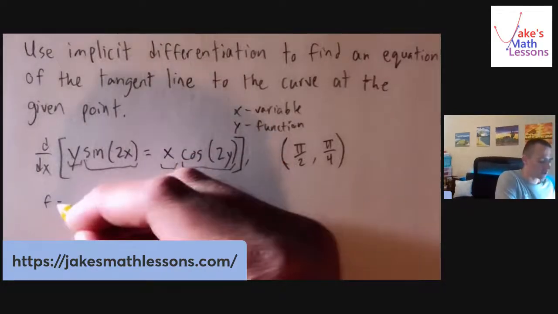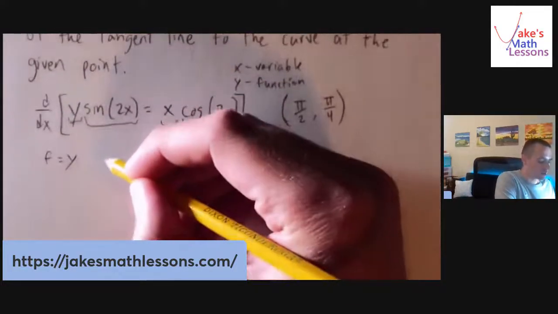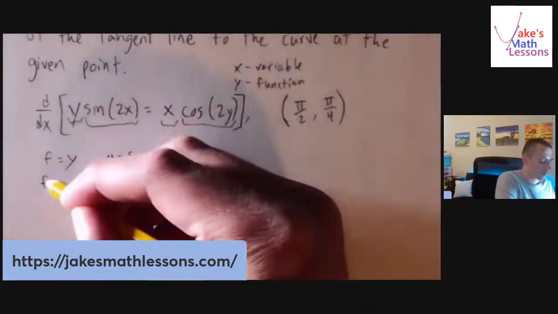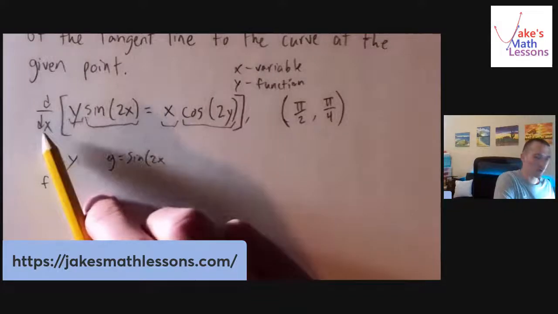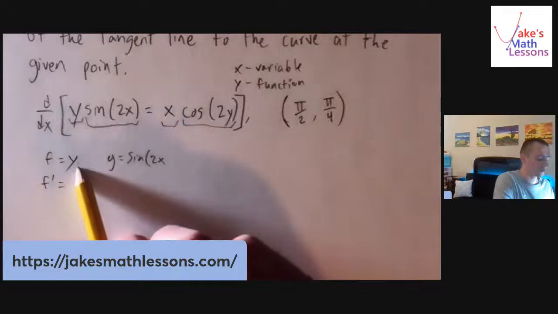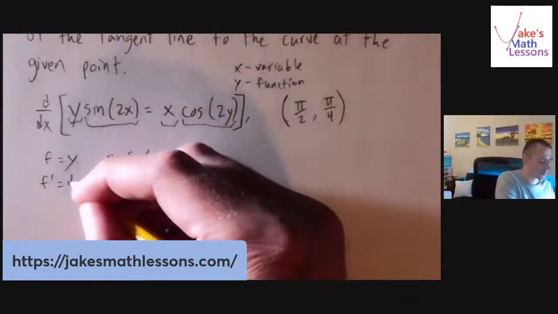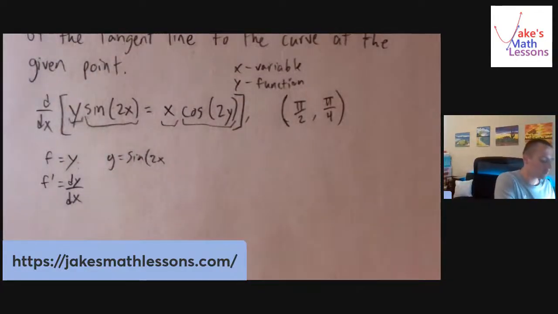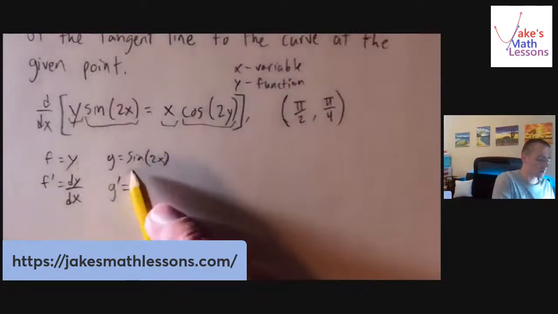So we'll start with our left side. We're going to again break it down into f and g. So f we'll just say is y. g we'll say is sine of 2x. f prime is going to be the derivative of f, which, since we have our function we're taking the derivative of with respect to our variable, and since we don't know what our function is, the best we can do is to say the derivative of y with respect to x. Then we're going to find g prime, which is just the derivative of sine of 2x.